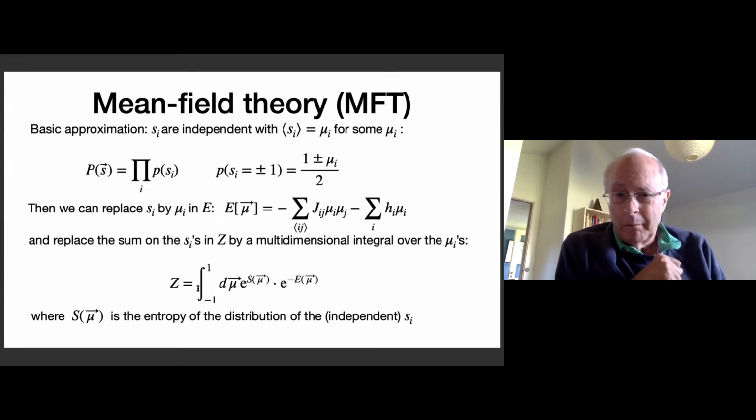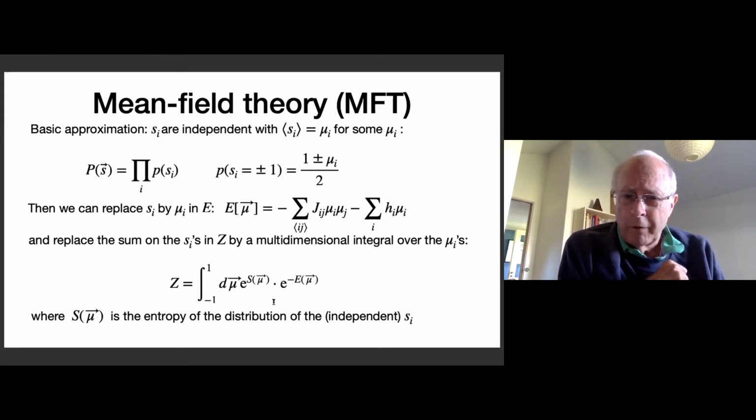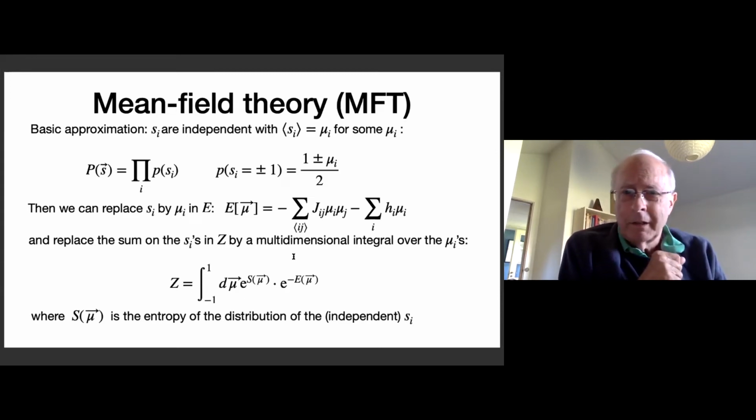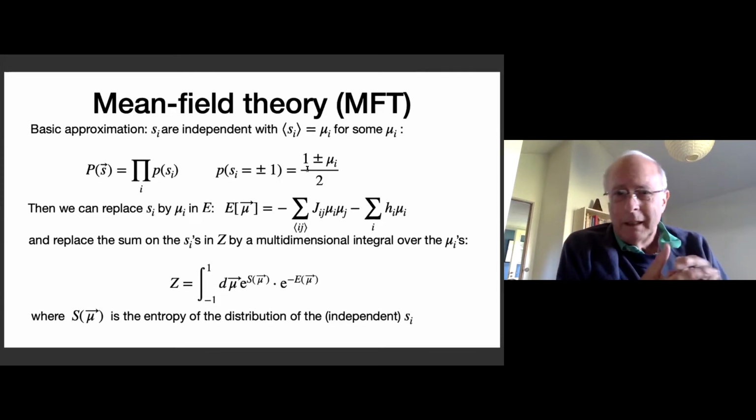sum e to the minus the energy. So here in this expression for the partition function is the e to the minus energy. And I have to now integrate over all these mu's. But I don't want to integrate over them with equal probability because consider the case where almost all the mu's are very close to 1.